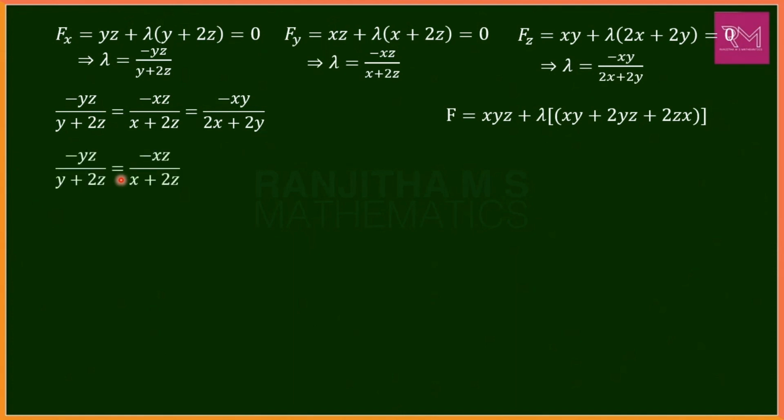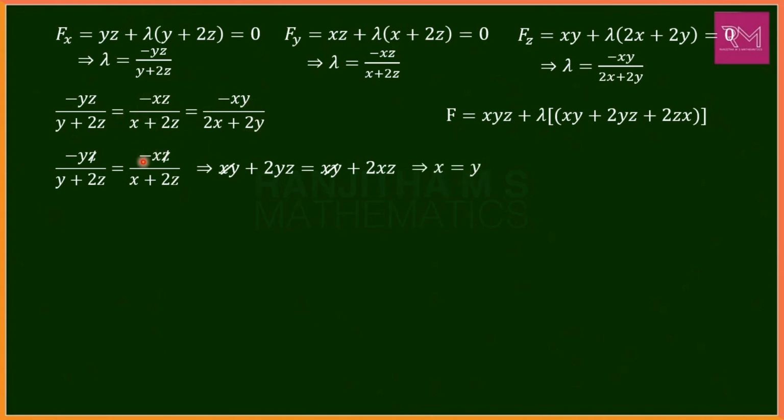Consider the first two equations. Cross multiply these two equations, we get x into y is xy plus 2yz, which is equal to y into x is xy plus 2xz. Here xy and xy get cancelled, and here 2yz is equal to 2xz. Here 2z gets cancelled, hence we can take it as x is equal to y.